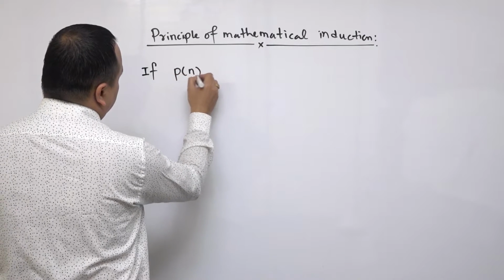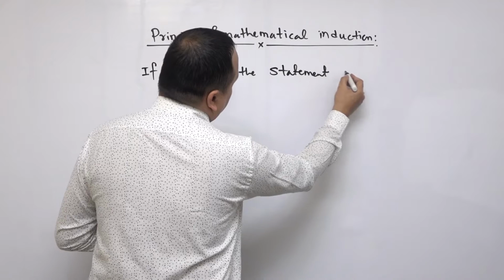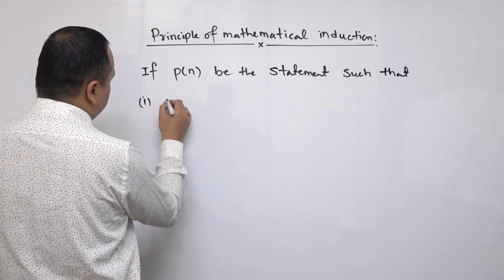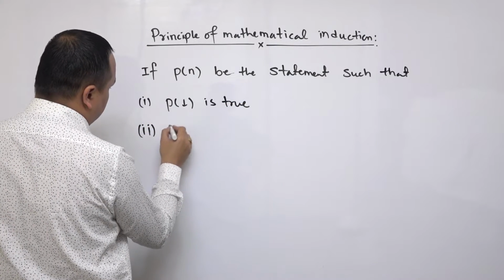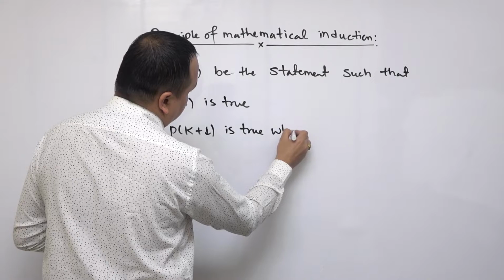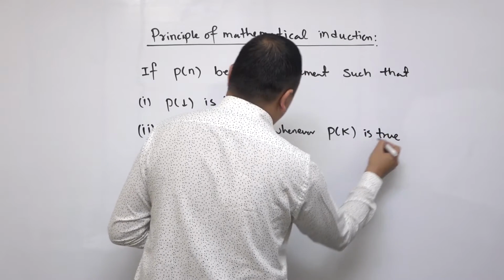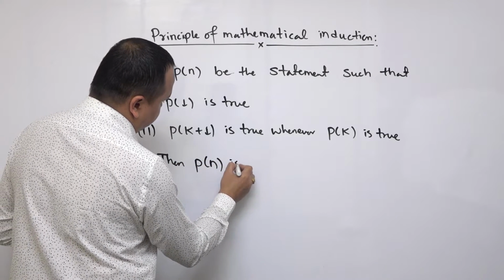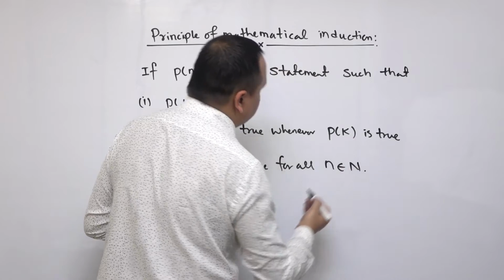If Pn be the statement such that P1 is true, Pk plus 1 is true whenever Pk is true, then Pn is true for all n belongs to natural number.